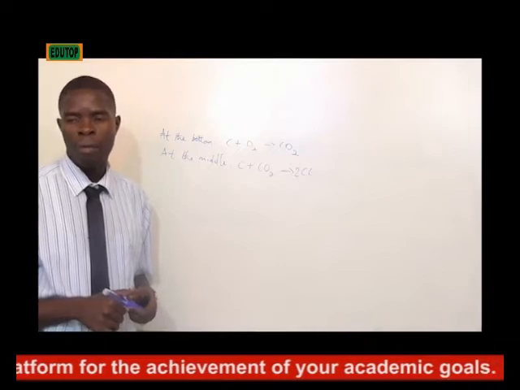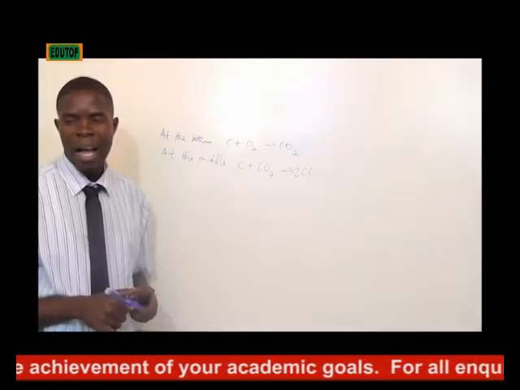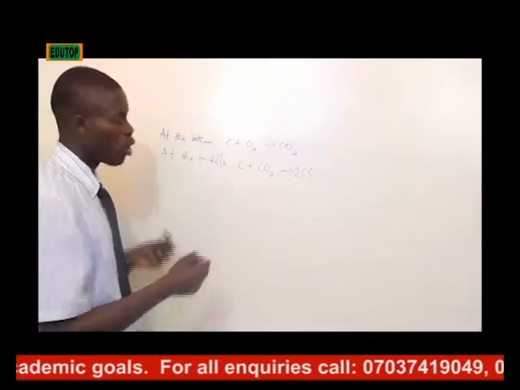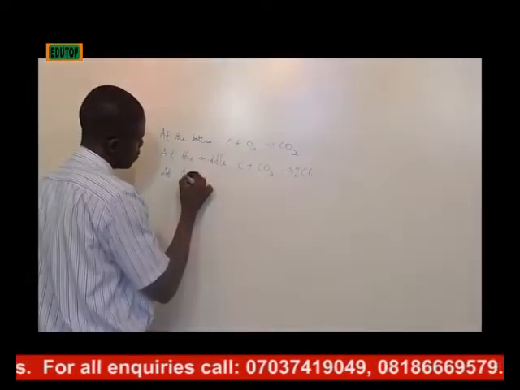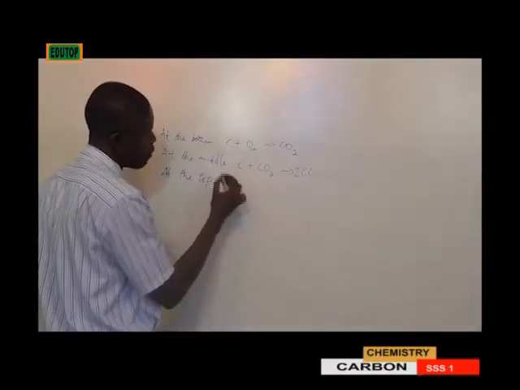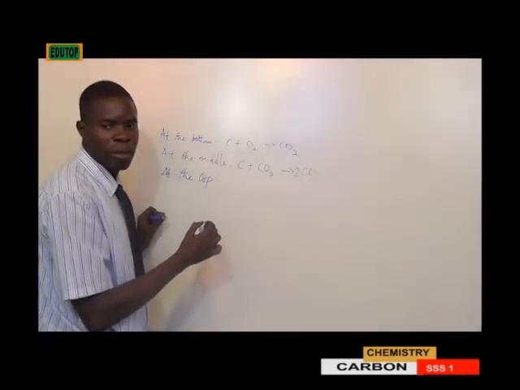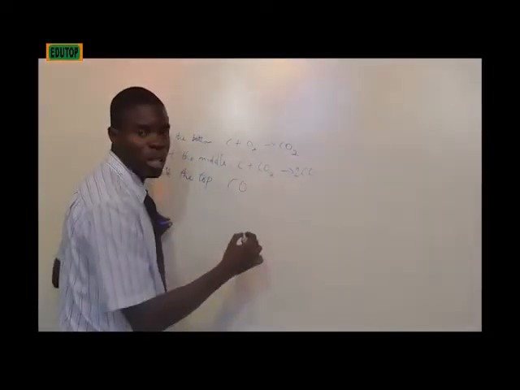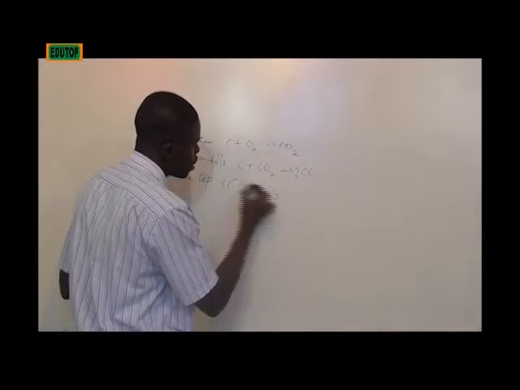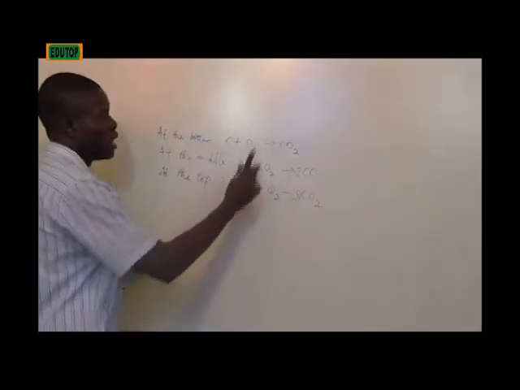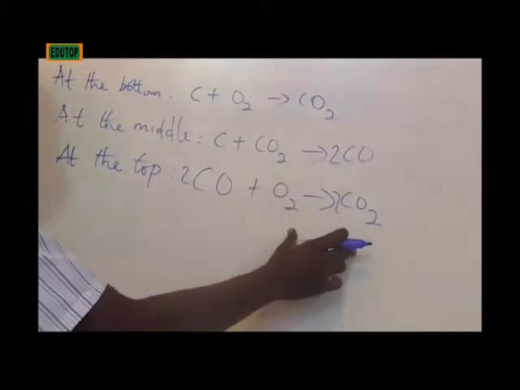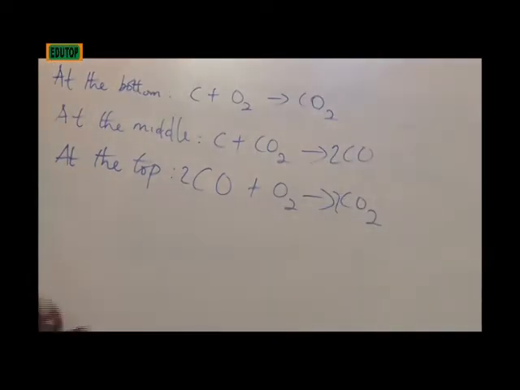of the charcoal fire. Then at the top of the charcoal fire, you have carbon monoxide combining with oxygen. Carbon monoxide, that's carbon 2 oxide, combining with oxygen. So here, this one will give you carbon 4 oxide. So in this reaction, carbon 4 oxide is formed at the bottom and at the top, while carbon monoxide is formed at the middle of the charcoal fire.